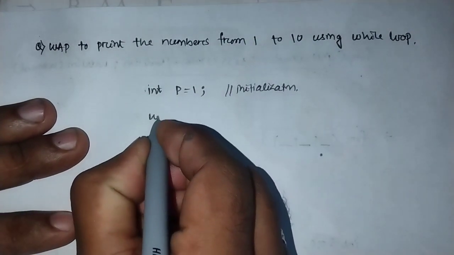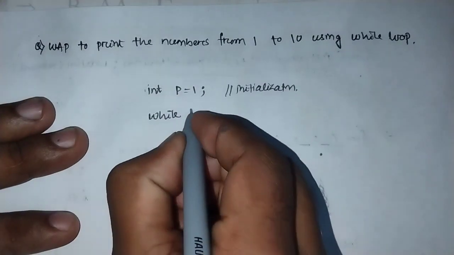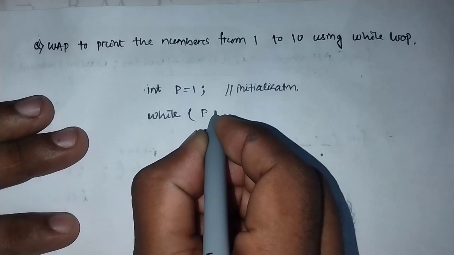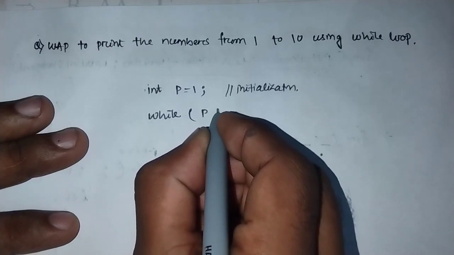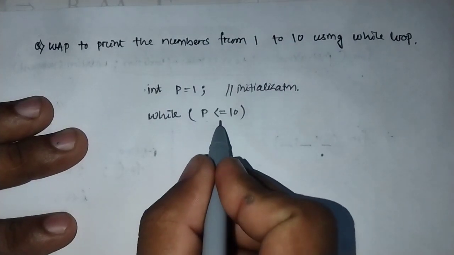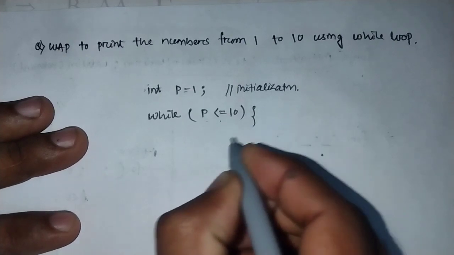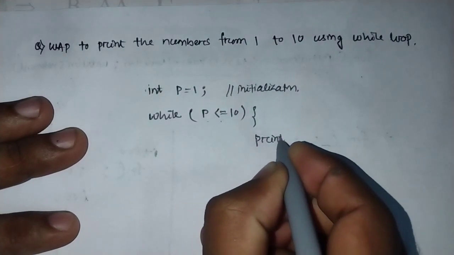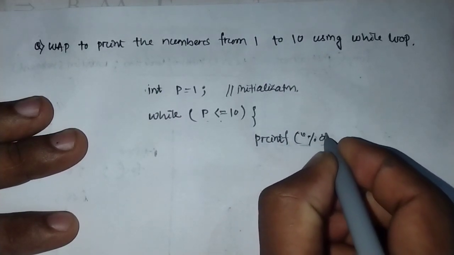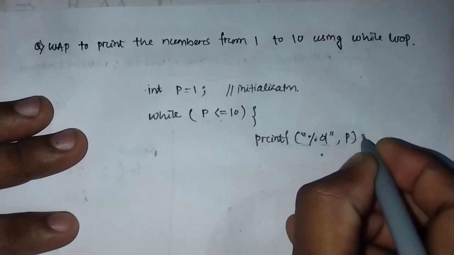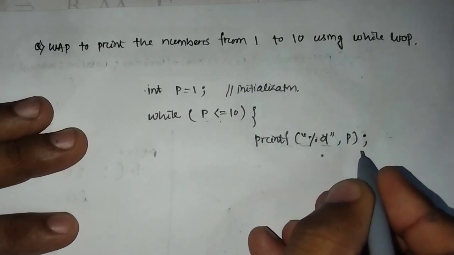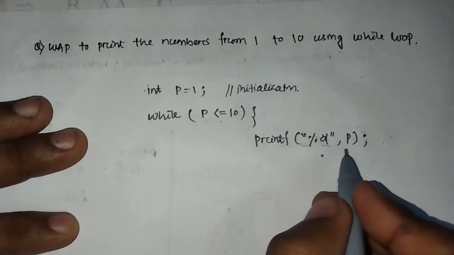Then the while loop: as long as the value of p is less than or equal to 10, print the value of p. Okay, after this is our code. We have to print the value of p.